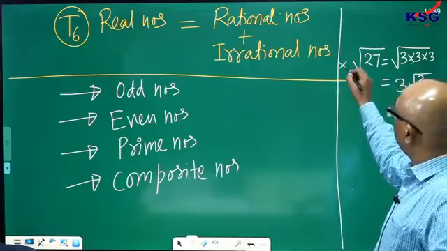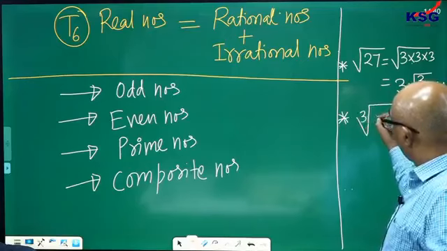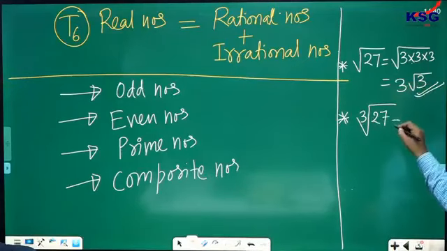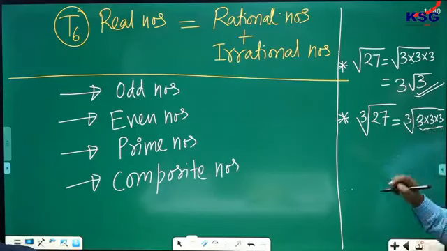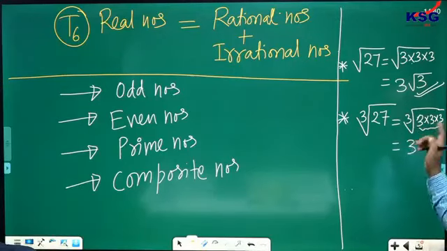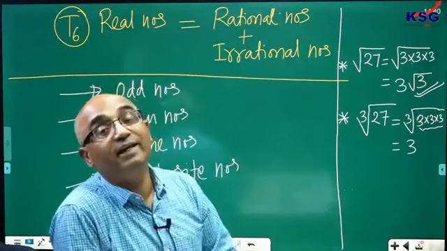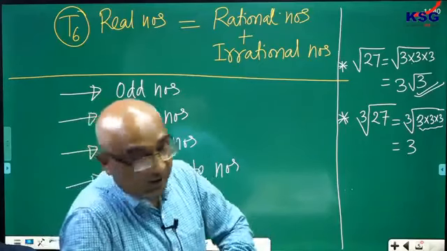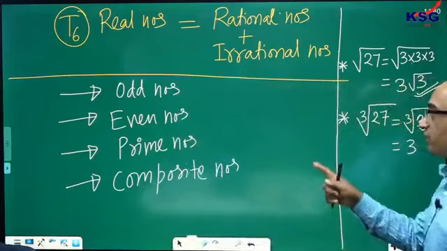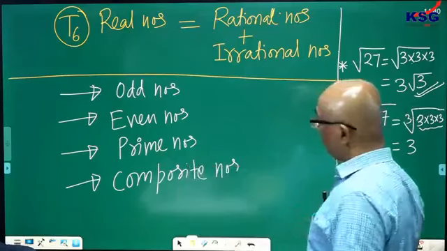So this is an irrational number, but the cube root of 27, see here, if you solve it, is 3 into 3 into 3. Look, for a cube root I need a group of three equal 3s. 3 is repeated 3 times, therefore the answer is 3. So the cube root of 27 is a rational number, whereas the square root of 27 is an irrational number. Okay. So students, first focus on these 4 types of numbers and then we will go for question practice. Look here carefully.